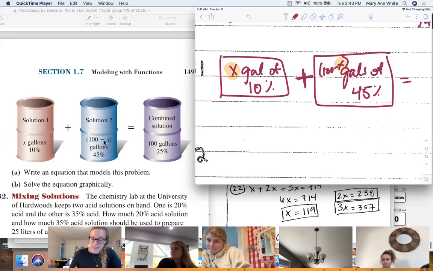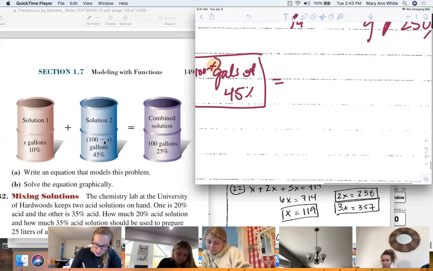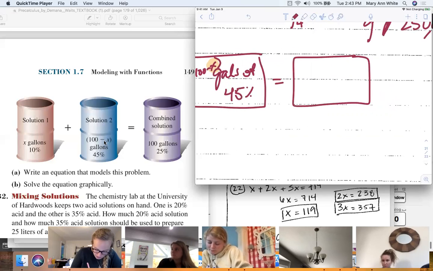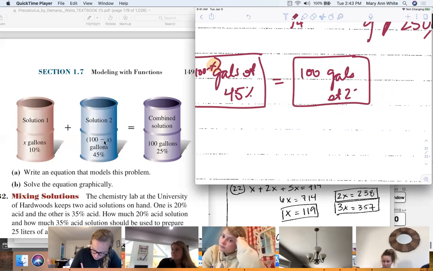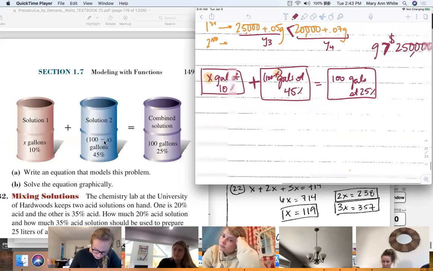And then the last thing, together they equal a combined solution that's 100 gallons of 25% solution.